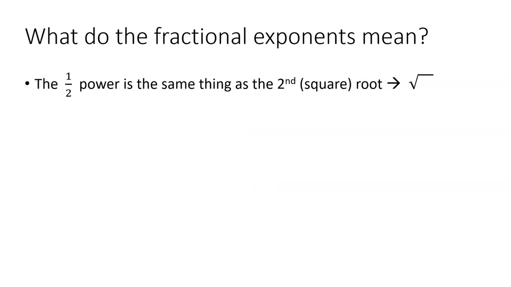The 1/2 power is the same thing as a second or square root. So anytime you see a number to the 1/2 power, we will take its square root. That means any square root could be written with an exponent of 1/2. So here's 100 to the 1/2 power. Well, that means it's the square root of 100, which is 10.